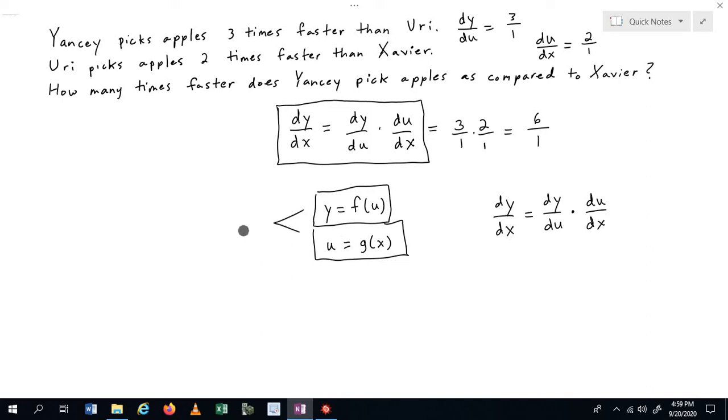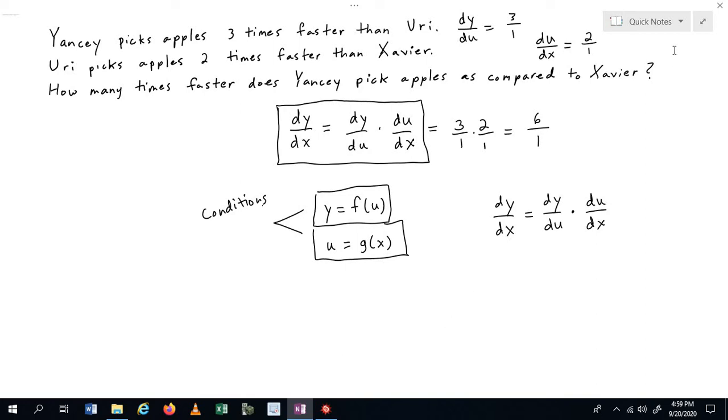So these are the conditions that are required before you can use the chain rule. You do need to know y as a function of u and u as a function of x. But once you know those, then you can find the derivative of y with respect to x by using this chain rule. Okay, so that's the first form of the chain rule.